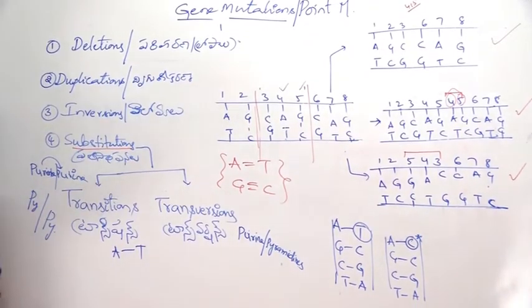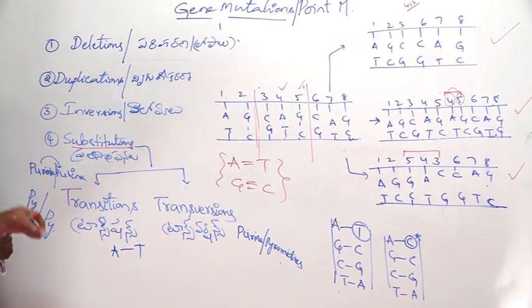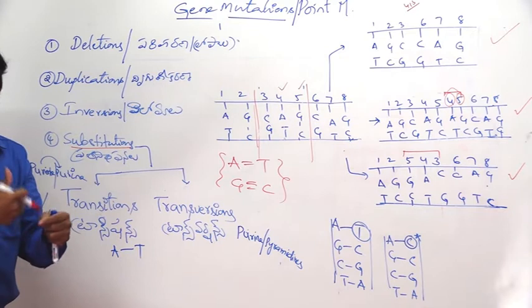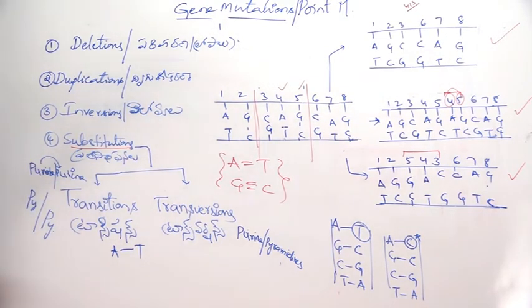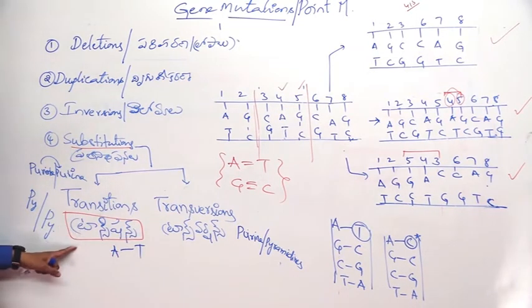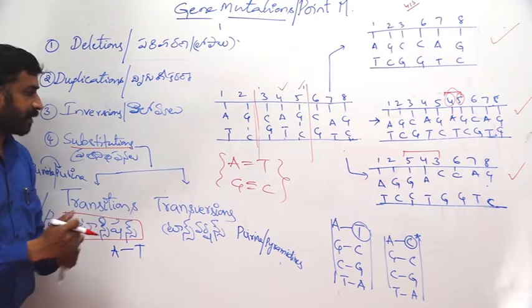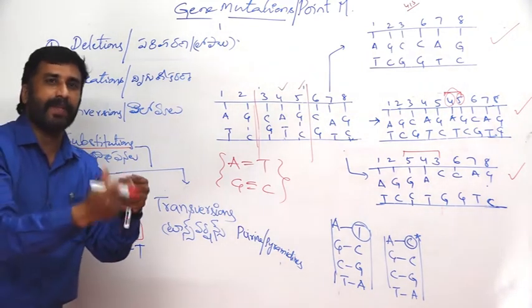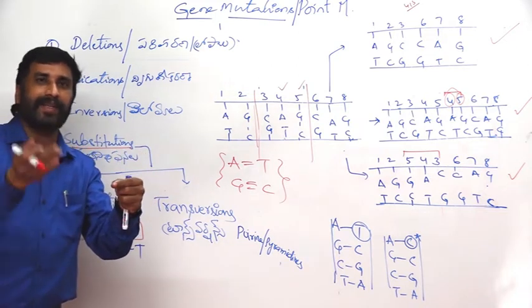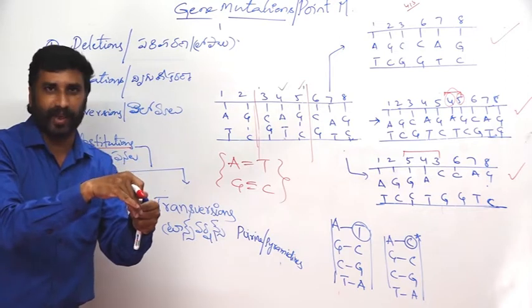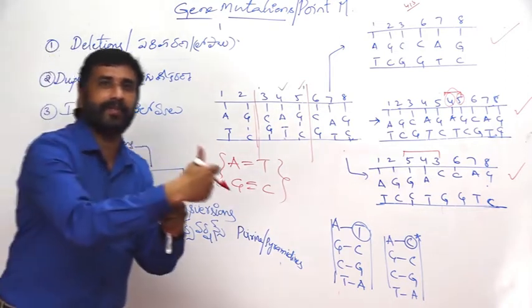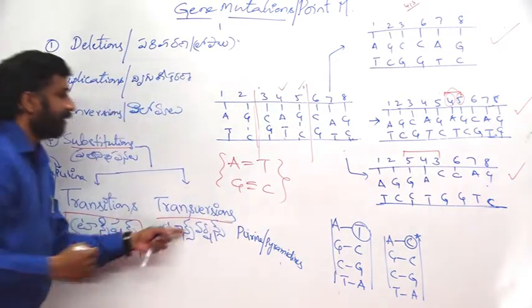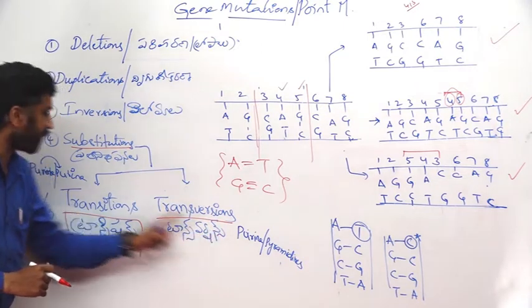So if in a DNA structure, by any means, one purine is replaced by another kind of purine, or one type of pyrimidine in the pairing is replaced by another type of pyrimidine, purine replaced by purine or pyrimidine replaced by pyrimidine, then that type of mutation is known as transitions. The second category is if one purine is replaced by a pyrimidine, or a pyrimidine is replaced by a purine. Then that type of mutation is called transversions. That is the second type in case of substitution.